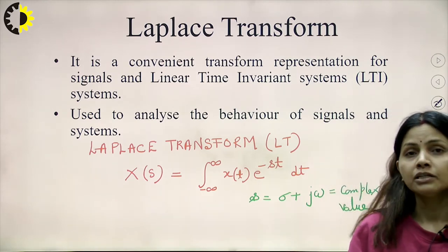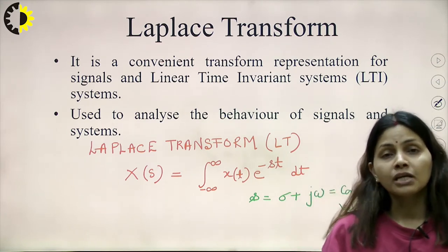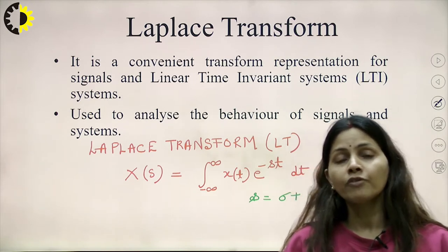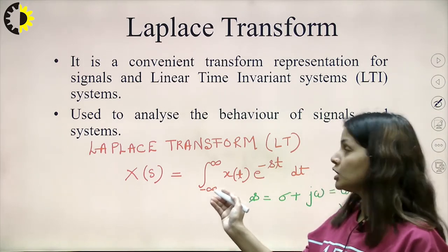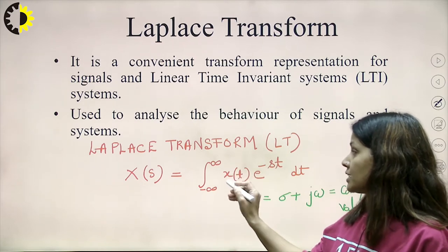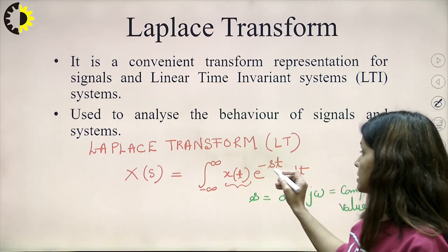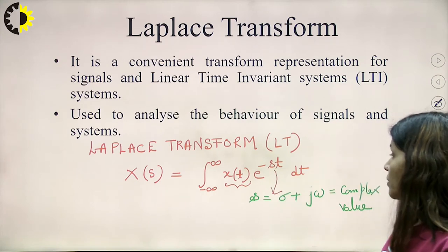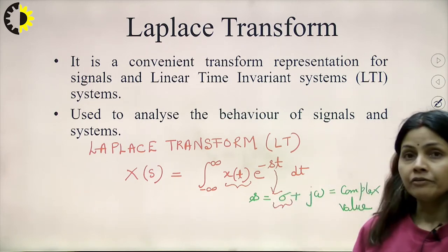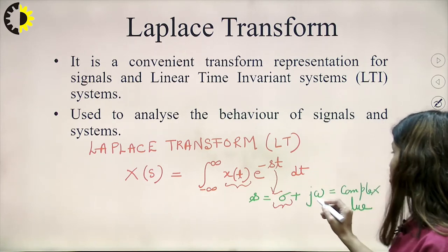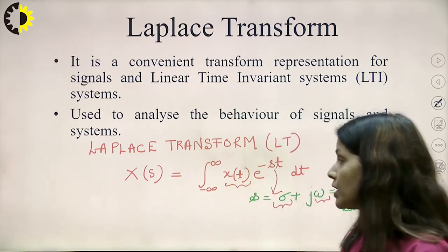Now coming to the definition part of it. So how is the Laplace transform defined? We can calculate the Laplace transform of any given signal x(t) with limits from minus infinity to plus infinity, where x(t) is the given signal and e raised to the power minus st. Here s is sigma plus j omega. Sigma is the real part of s and omega is the imaginary part of s. So this s is defined as sigma plus j omega.